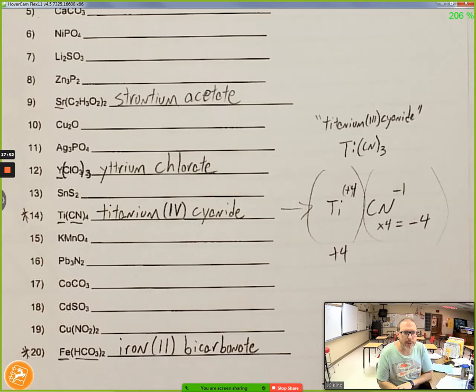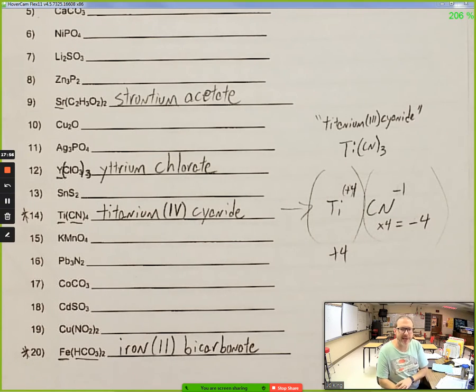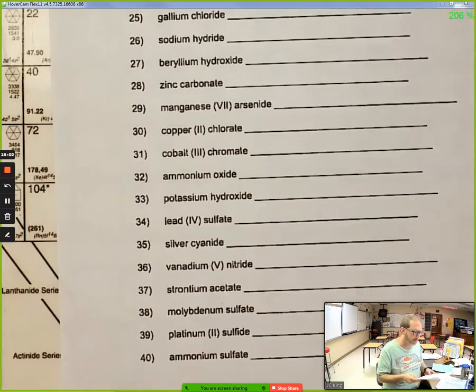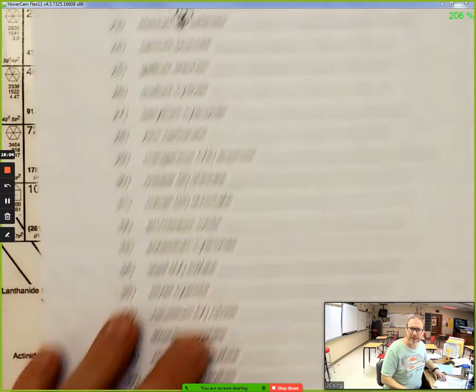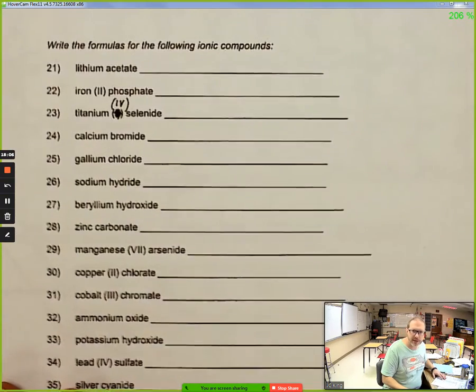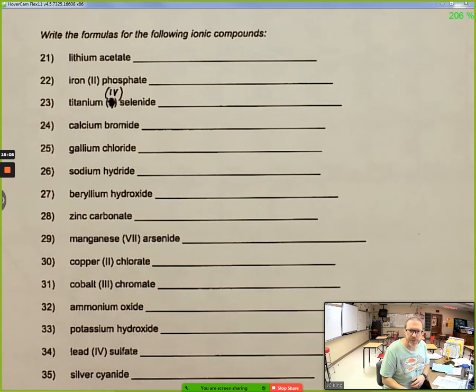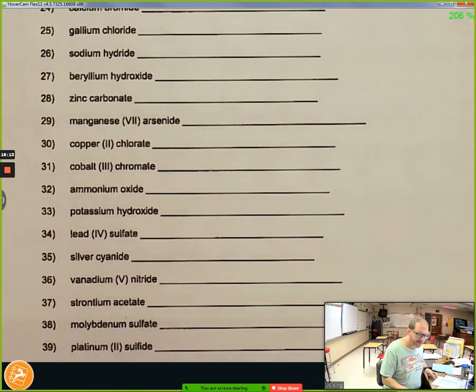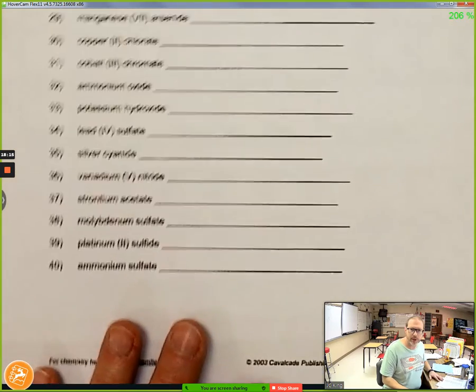I think what I'd like to do, we're about 17 minutes in, I would like to look at some of the problems on the second page where we are given names and we have to write formulas for them because it's a little bit different. Okay, I'm not going to say easier, I'm not going to say harder, but it is a little bit different. So let's look at the back page. We've got number 21 down through number 40. Let me get it all in the camera here.